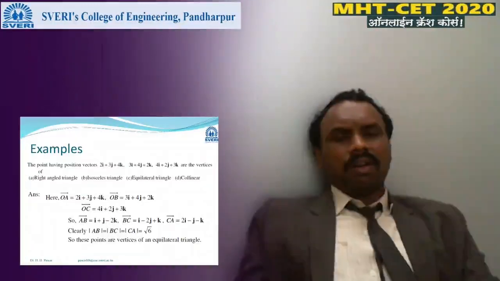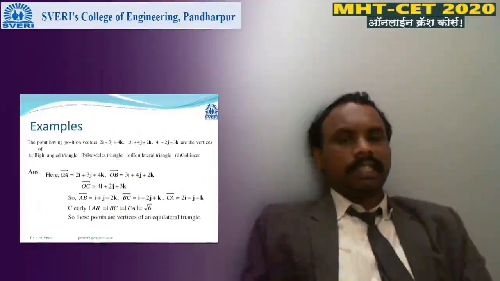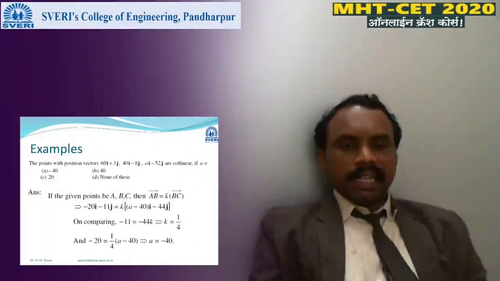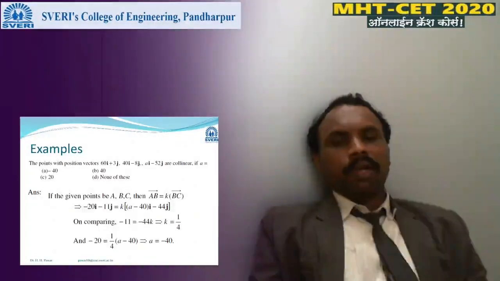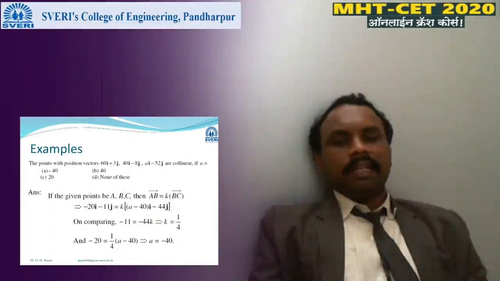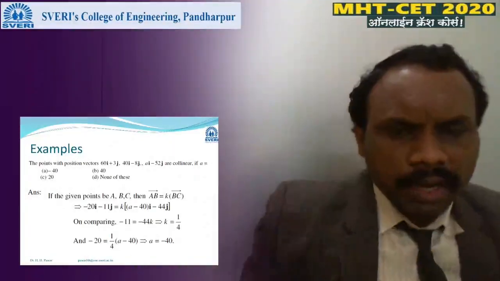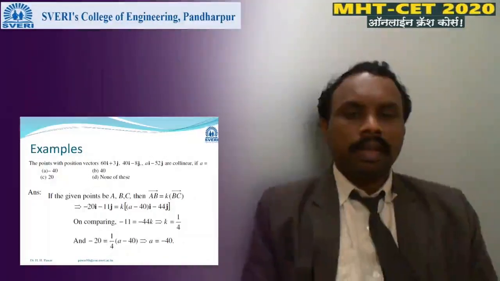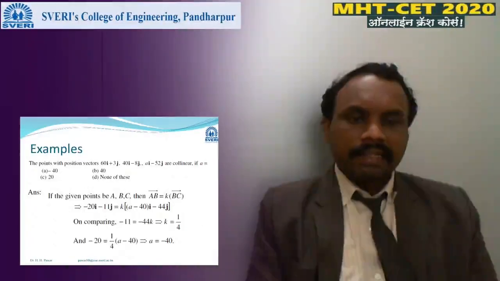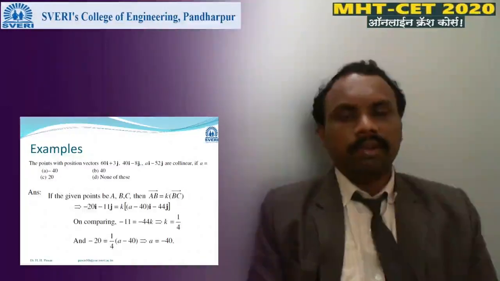Now, in the next example, we'll see the points with position vectors 60i plus 3j, 40i minus 8j and ai minus 52j are collinear if a is equal to. In this case, we have to find the value of a. Here, consider the given vectors as a bar, b bar, c bar, which are the position vectors of the points A, B, C respectively.